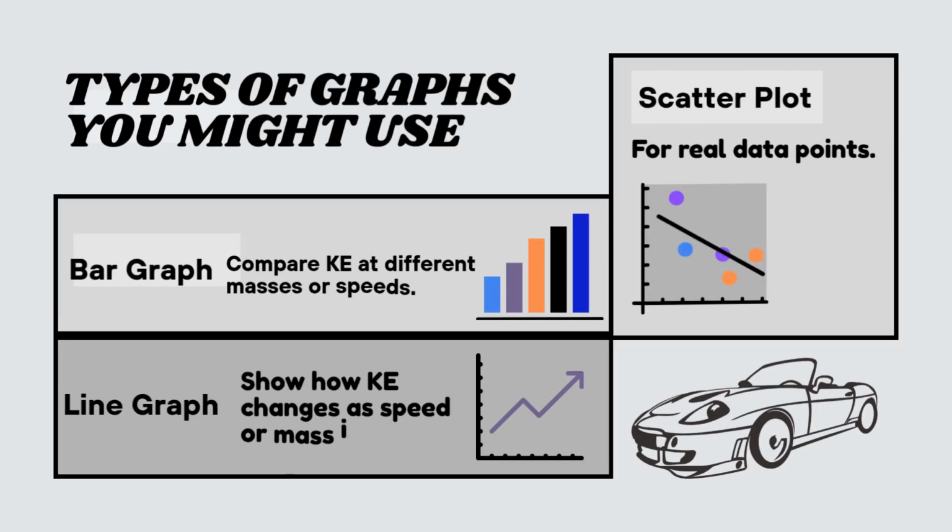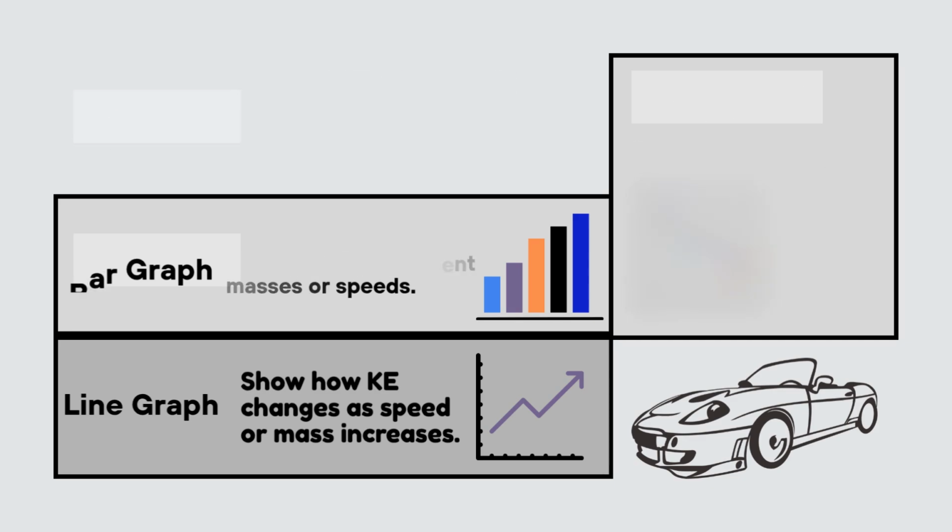Here are some graphs: bar graph, line graph, or scatter plot. A bar graph compares kinetic energy at different masses or speeds. A line graph shows how kinetic energy changes as speed or mass increases. And a scatter plot is for real data points.